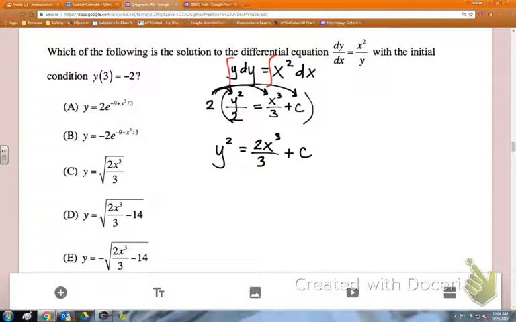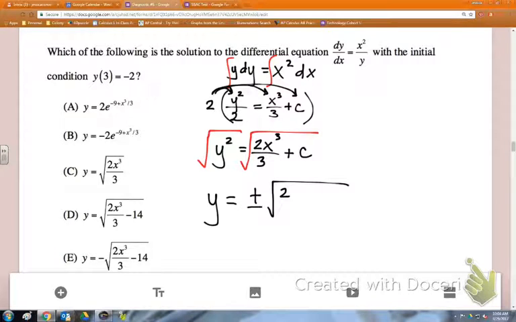All right, what's the next step to solving for y? Square root both sides. What do you get when you square root that? Plus or minus. Don't ever forget a plus or minus when you're taking a square root. Plus or minus the square root of 2x cubed over 3 plus c.